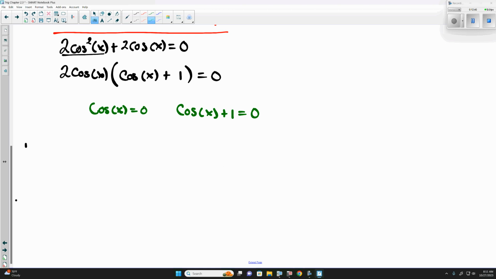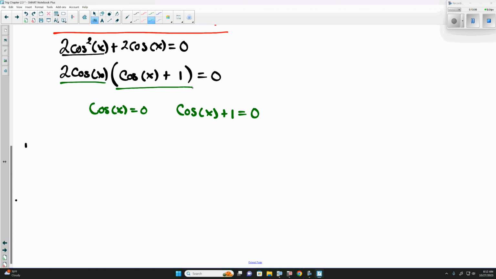Cosine of x, yes? Now, it's very tempting, and most would say that it's 2 cosine of x equals 0, and cosine of x plus 1 is 0, and there's nothing wrong with that. But again, what did we say? Zero product property. Two or more things multiplied together to equal 0. One of them must be 0, yes? And we normally think of it as 2 cosine of x and cosine of x plus 1.